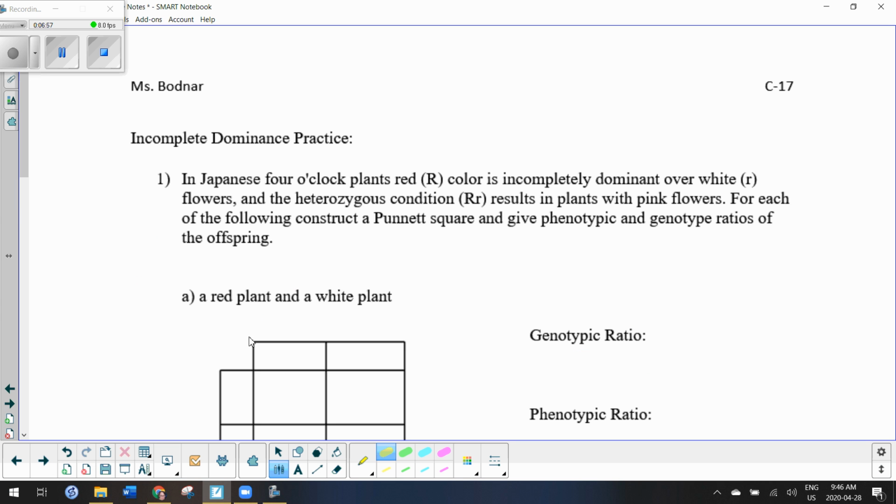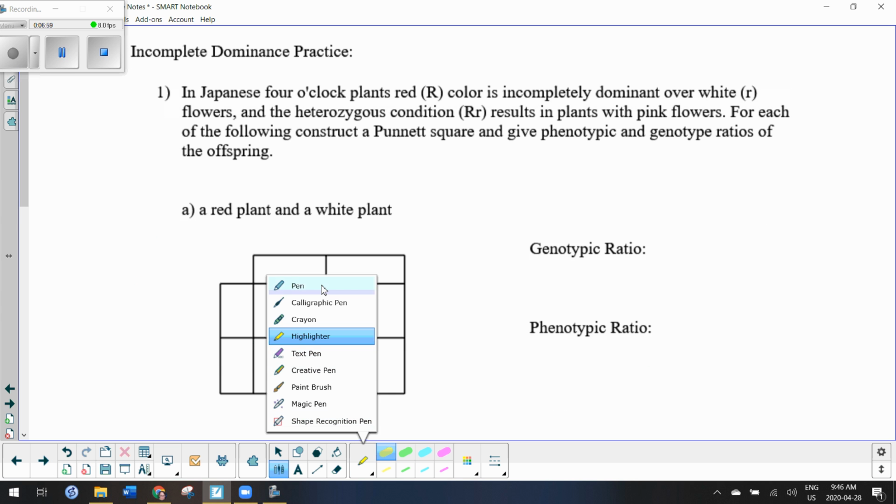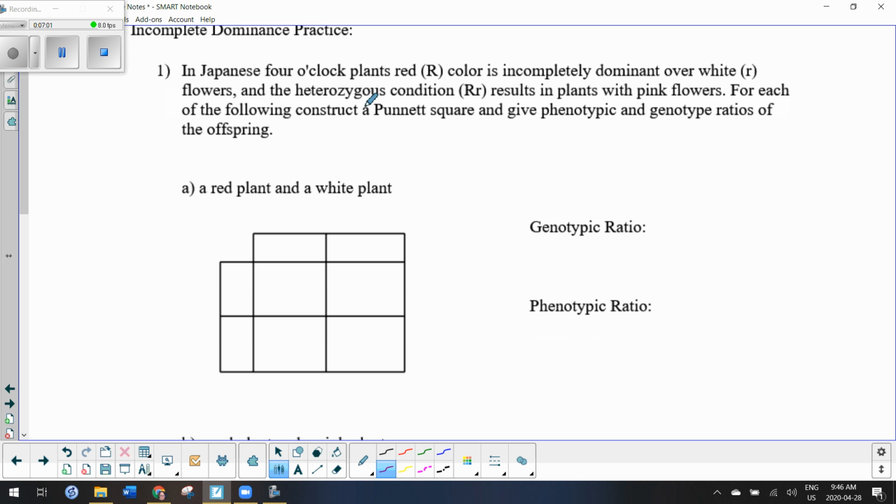Okay, let's do some examples with these Punnett squares. In Japanese four o'clock plants, red is incompletely dominant over white, represented by little r. The heterozygous condition, big R, little r, results in plants with pink flowers. Okay, so you know that it's incomplete dominance because you get pink flowers when you have heterozygous. For each of the following, construct a Punnett square and give the phenotypic and genotypic ratios of the offspring.